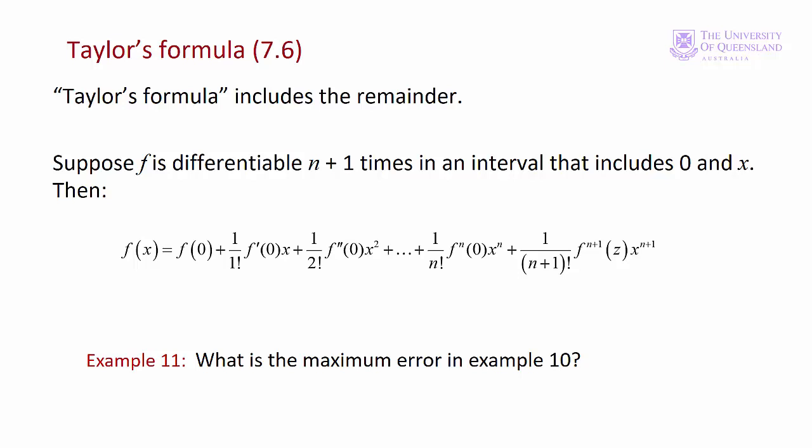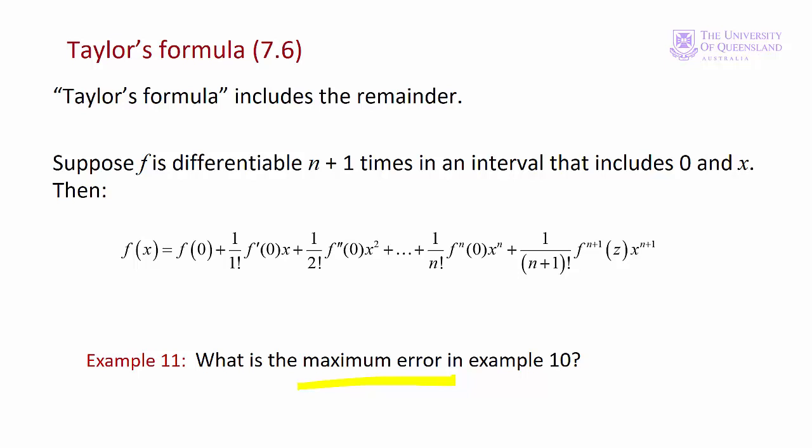Now let's see how we can use the remainder formula. In example 10, we found the third order approximation to the function y equals the square root of 1 plus x for x around 0. How precise was that approximation? One way of determining the precision is to determine the maximum error associated with that approximation.